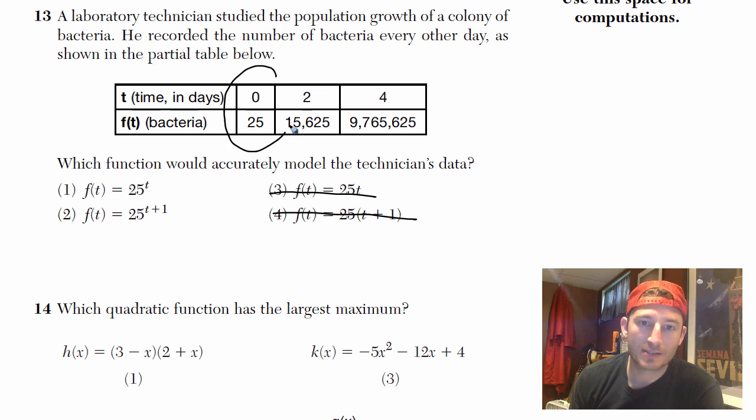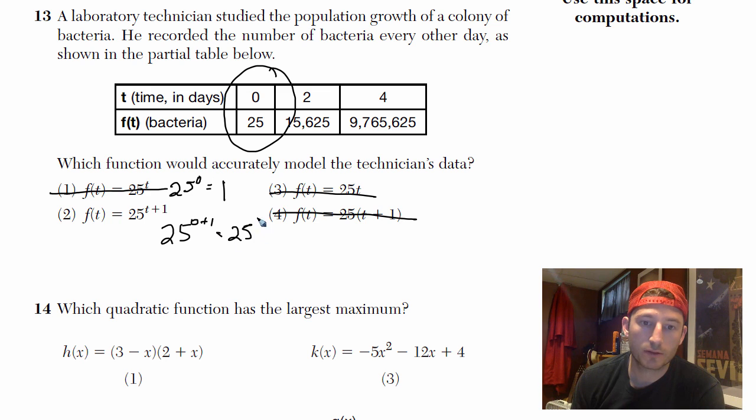Now what I'm going to do is test the number to see which ones are correct here. At time 0, the number of bacteria should be 25. So let's plug it in. 25 to the 0. Well, we know anything to the 0 equals what? Equals 1. We're not looking for 1 though, we're looking for 25. So that's gone. And if we wanted to, we could test this one. That's 0 plus 1, right? So that's 25 to the 1, which just gives us 25, which is the answer we're looking for, all right? So 2 is the answer to that one. So just plug in and check. It's that easy.